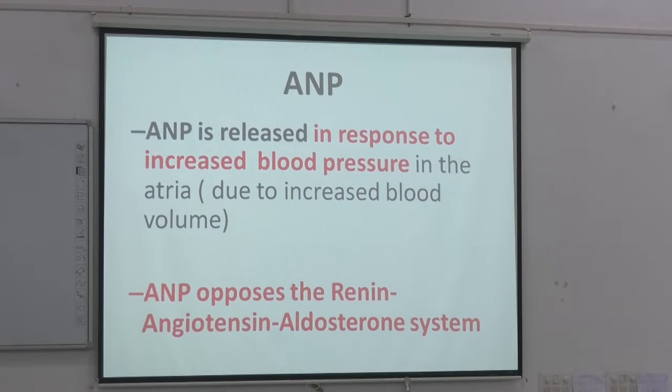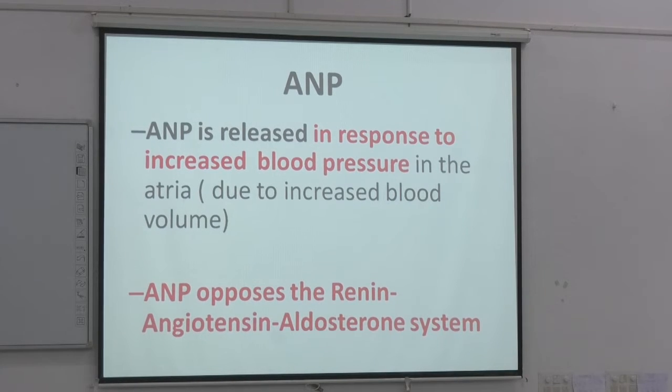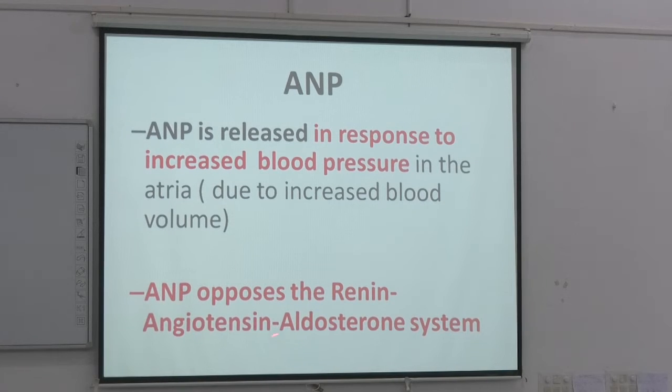So what is happening is that in the renin-angiotensin-aldosterone system, it's mainly helpful to secrete aldosterone. What does the aldosterone do? It causes vasoconstriction. So ultimately it will raise the blood pressure. But in response to ANP and ANF, it decreases the blood pressure. That's why we say this opposes the angiotensin-aldosterone system.